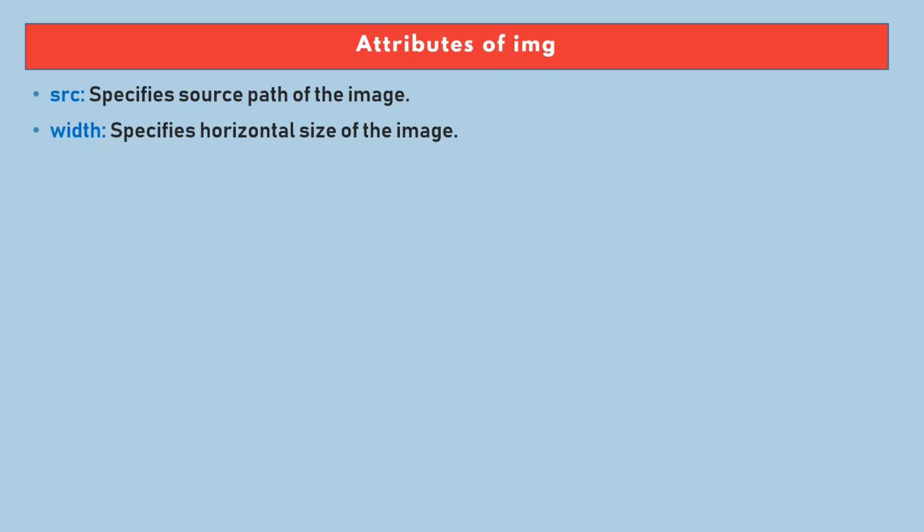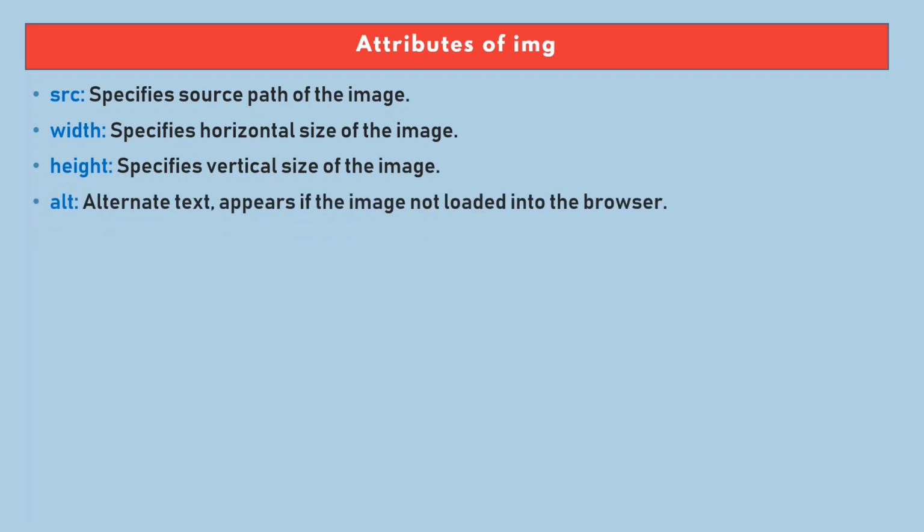Width means horizontal size in the form of pixels. Height means vertical size in the form of pixels. Pixel is just like one dot on the screen. Alt means alternate text. Means if the image file is not loaded into the browser, suppose the image file is not found or there is a network problem, for some reason the image is not loaded into the browser, at that time alternatively in the image box, the alternate text will appear.